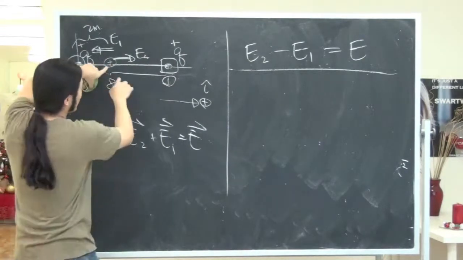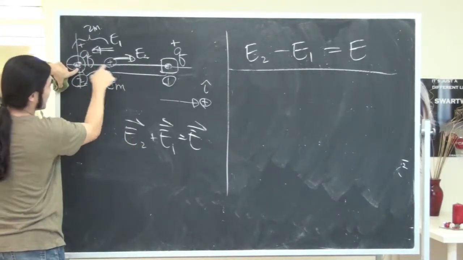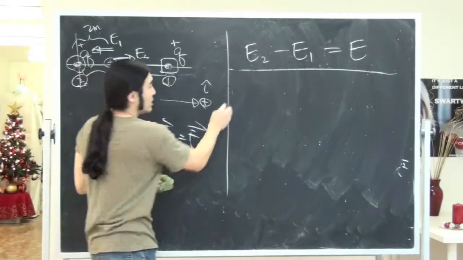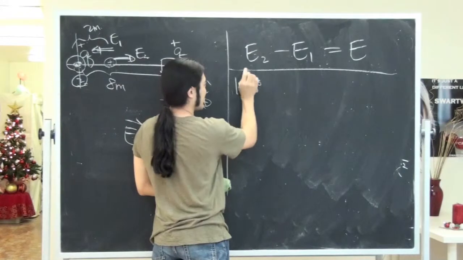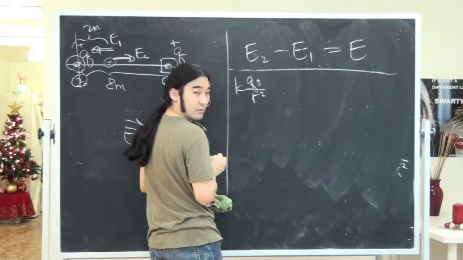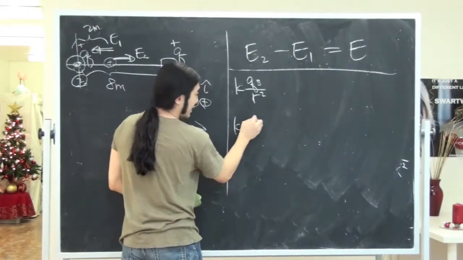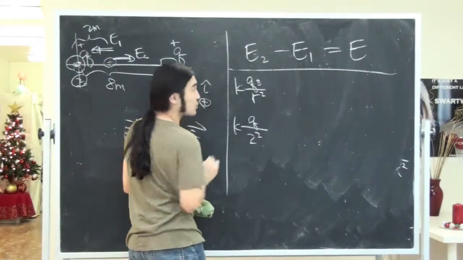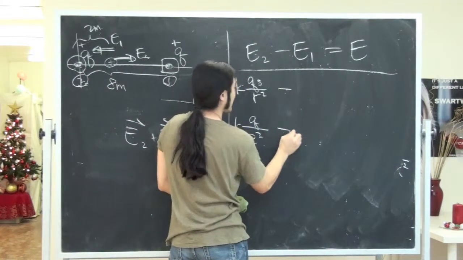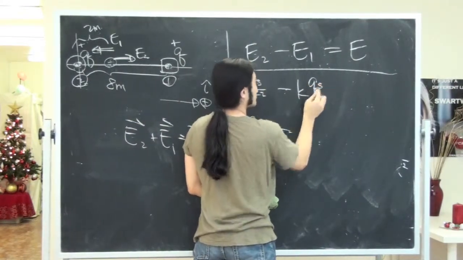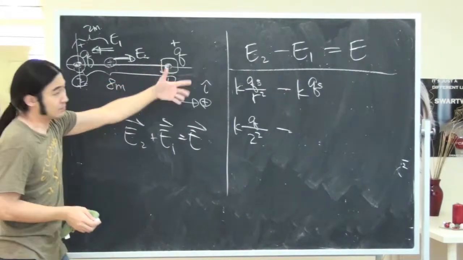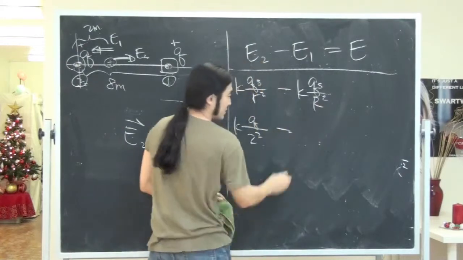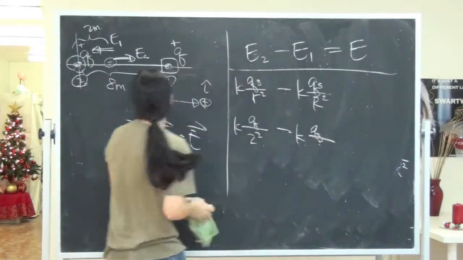E2 would be generated from this guy. So this distance here is 0, and this is 2 meters, so the distance is 2. So it's k Q source over R squared. In this case, that would be k Q over the distance here, which would be 2 squared, minus k, this other Q source, which happens to be the same magnitude, over this R squared. I'll call this big R squared. So k Q over.